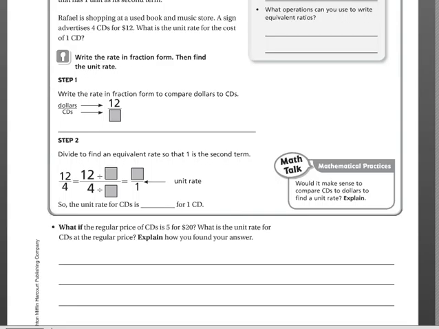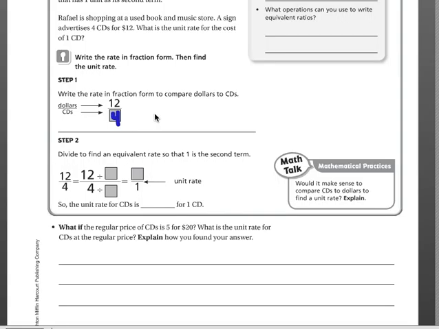It says Raphael is shopping at a used book and music store. A sign advertises 4 CDs for $12. What is the unit rate for the cost of one CD? So you have to think, if I have $12 and I'm going to put that into 4 CDs, how much does each CD cost? So I need to take 12 and divide it by 4. That is what my rate is going to be. They have $12 and you're dividing it by 4 CDs. So my rate is going to be 12 to 4. So that is my rate. It's 12 to 4, so $12 for 4 CDs.